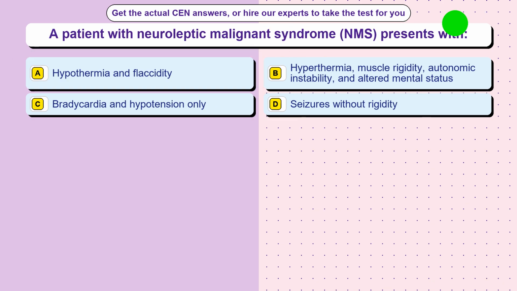Question 3. A patient with neuroleptic malignant syndrome, NMS, presents with Option A, hypothermia and flaccidity. Option B, hyperthermia, muscle rigidity, autonomic instability, and altered mental status. Option C, bradycardia and hypotension only. Option D, seizures without rigidity.